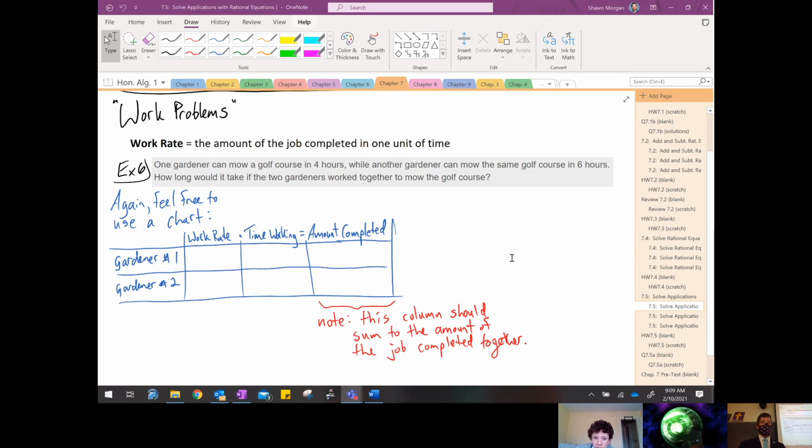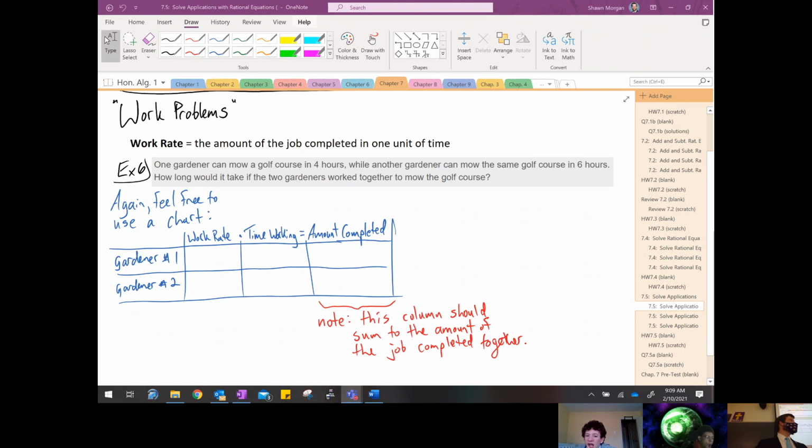Okay, so this says a gardener can mow a golf course in 4 hours. How much of that job does he get done in 1 hour? Then that would be his work rate. He gets a quarter of the job done in 1 hour. It's very straightforward to find the work rate. Typically you'll just divide 1 over how long it takes them to do the job.